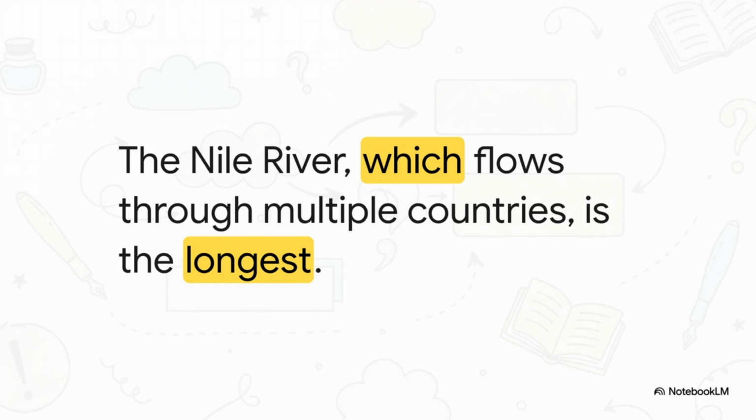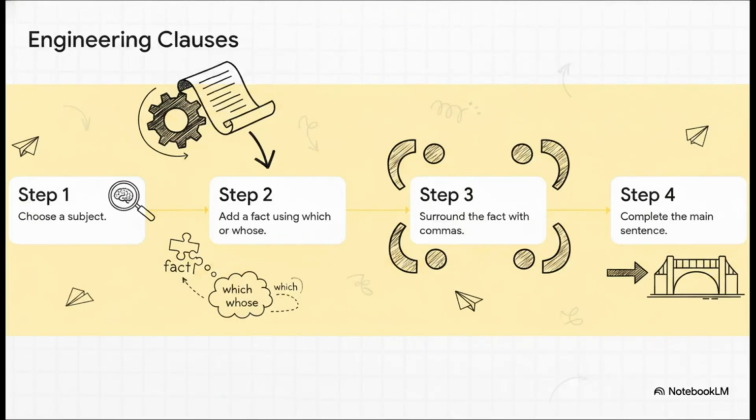See what happened there? You just elevated simple, disjointed facts into highly cohesive C2 level writing. It is literally night and day compared to writing two separate sentences. So the next time you're writing an essay or even just a professional email, try following these 4 exact steps to deliberately engineer these structures into your work. Start with your subject, slot in a related bonus fact with the right pronoun, cage it in commas, and then finish your thought. If you practice this intentionally, I promise it'll become second nature in no time.